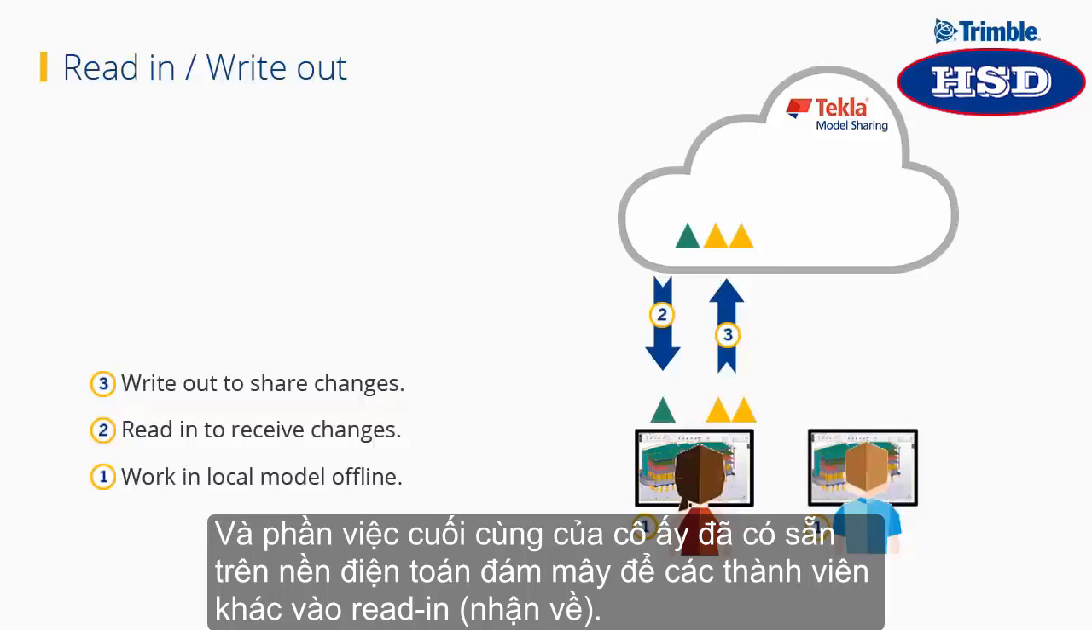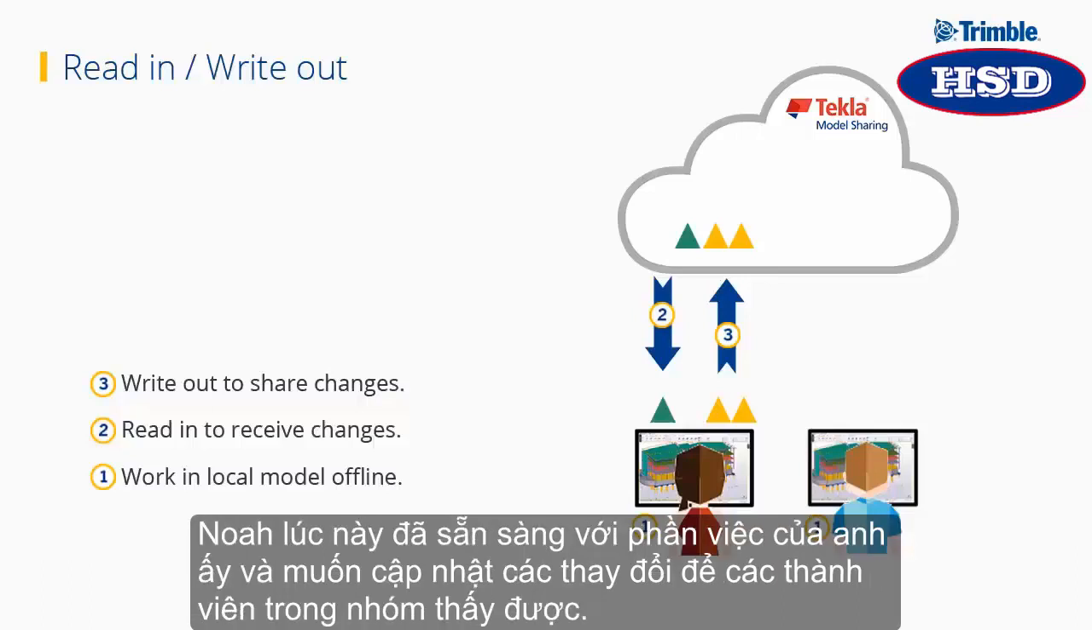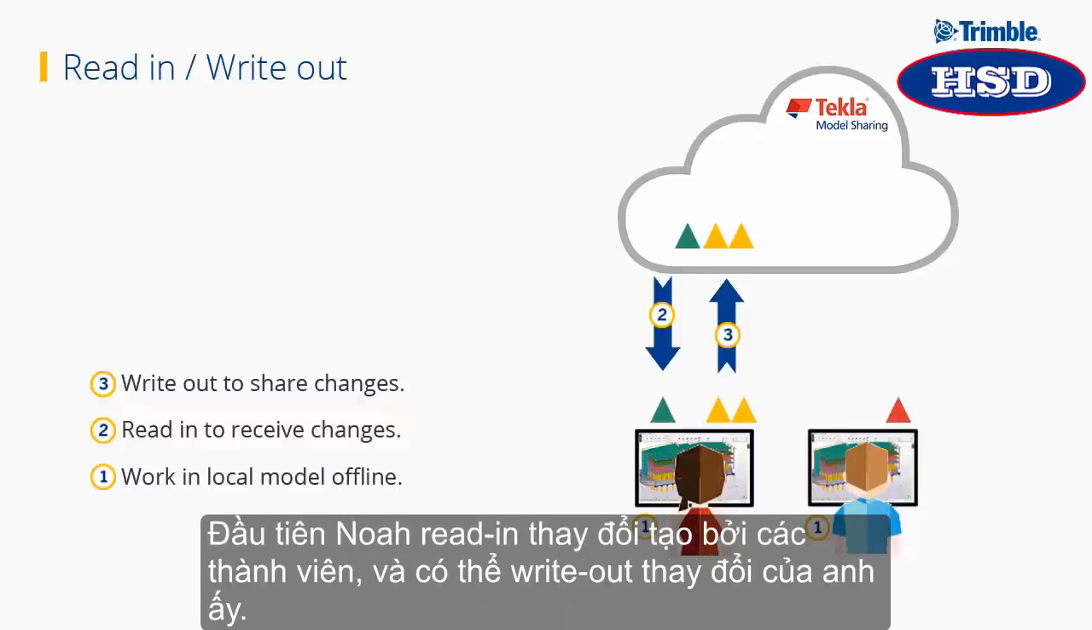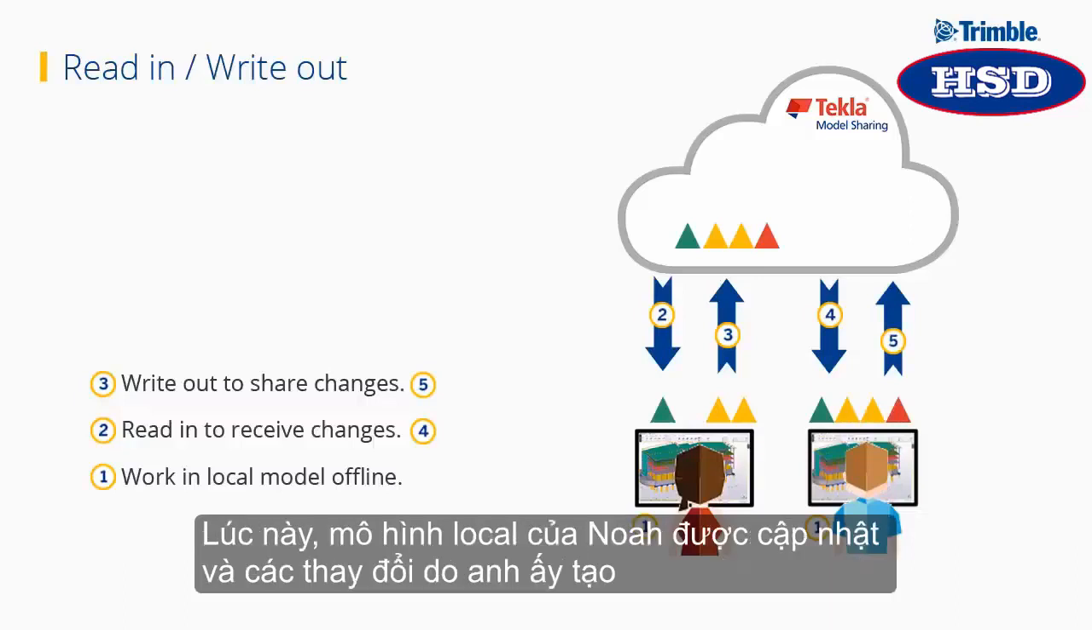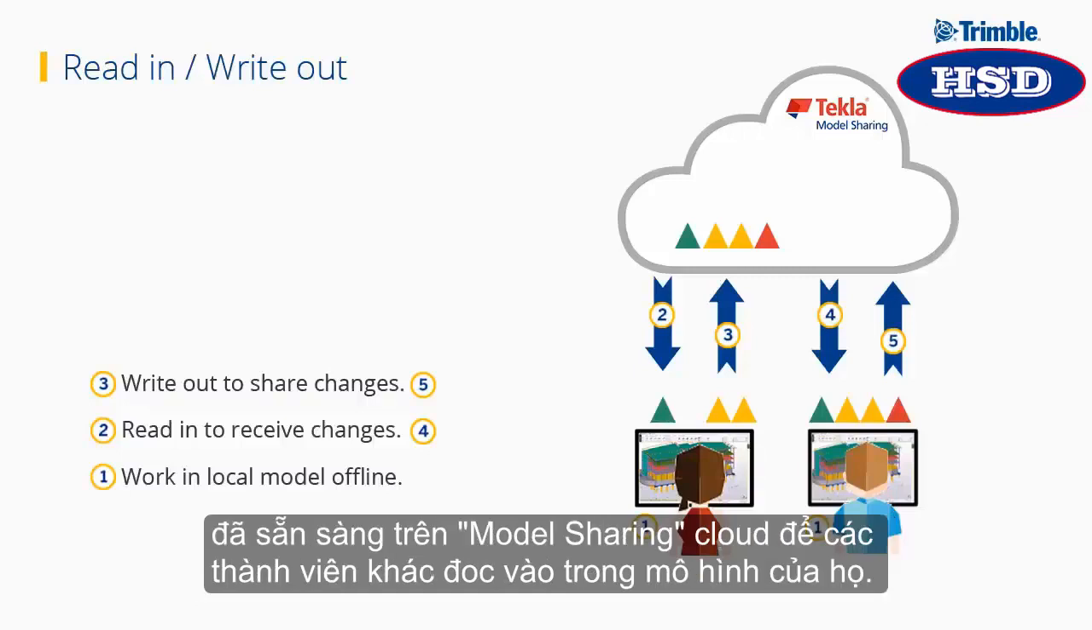Noah is now ready with his work, and wants to submit his changes for the team to see. Noah first reads in the changes made by the team, and can then write out his changes. At this point, Noah's local model is up to date, and the changes he made are available in the model sharing cloud for others to read into their local models.